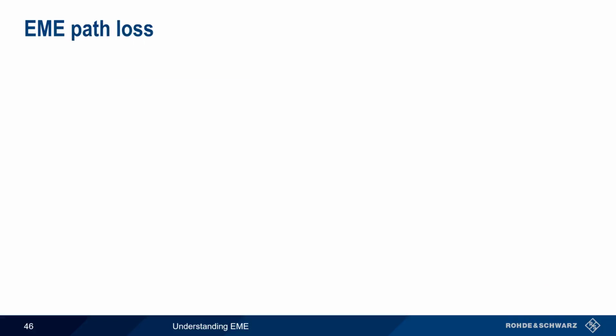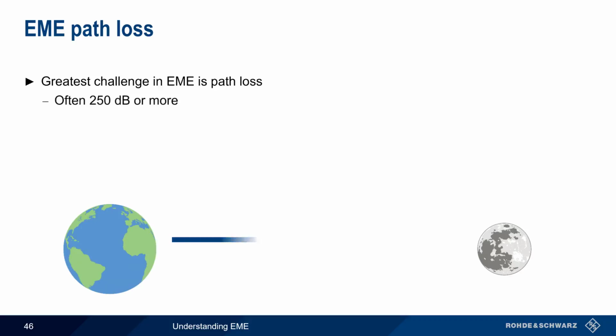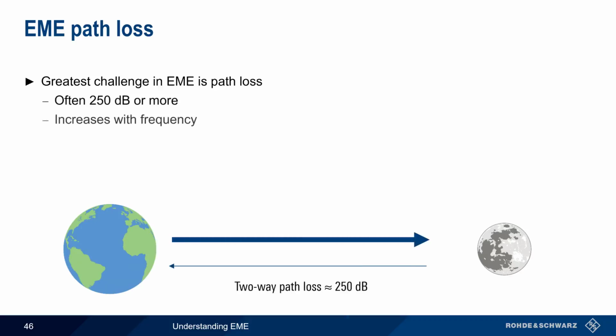We'll start with path loss. Path loss is, by far, the greatest challenge when using EME. The two-way path loss between the Earth and its moon is often 250 dB or more, and this path loss increases with increasing frequency. Path loss is a function of many factors, one of which is the distance between the Earth and the moon, which changes due to the moon's elliptical orbit.